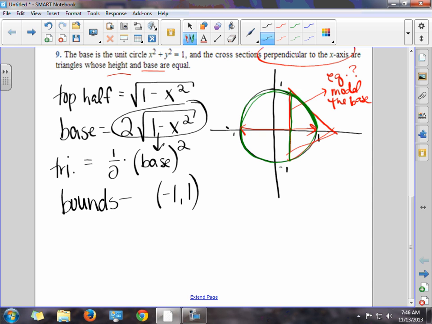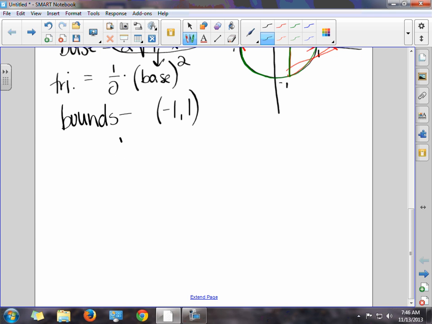Right, so I've determined the formula for my cross section. I found a function in terms of x, since I have cross sections perpendicular to the x-axis, that will model the base of the triangle. And now I'm going to plug that in and I'm going to integrate within my bounds. So my integral will look like this, -1 to 1.